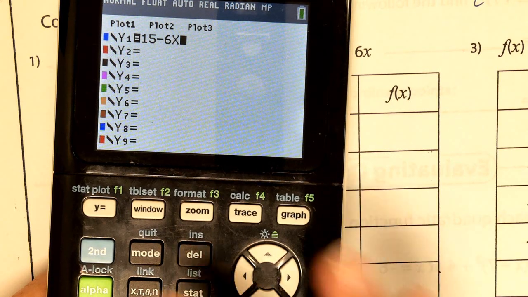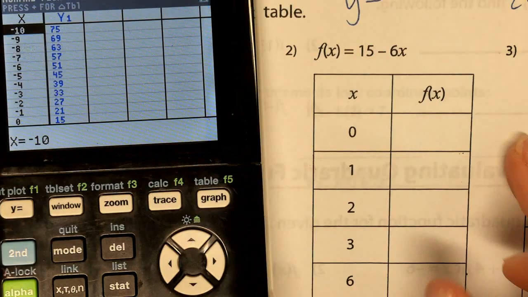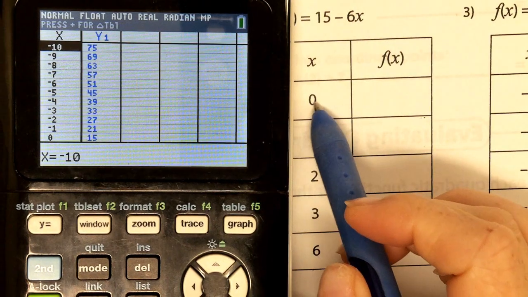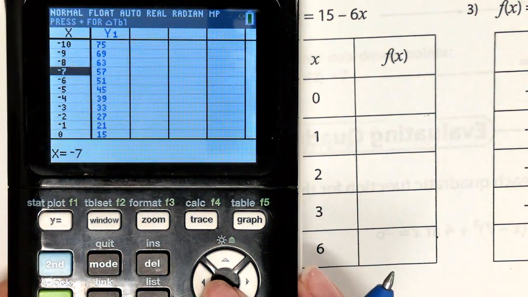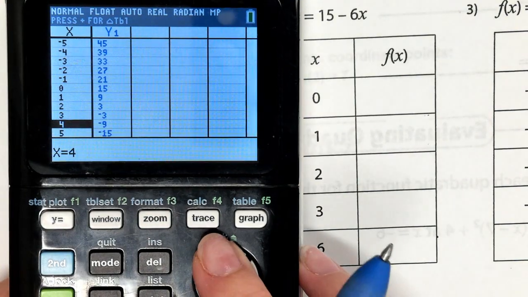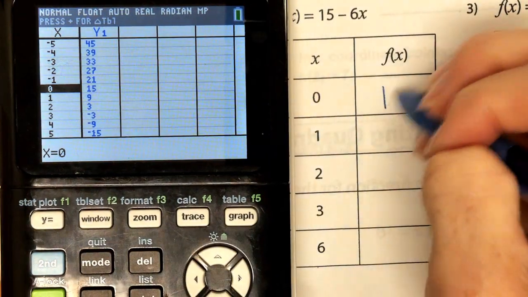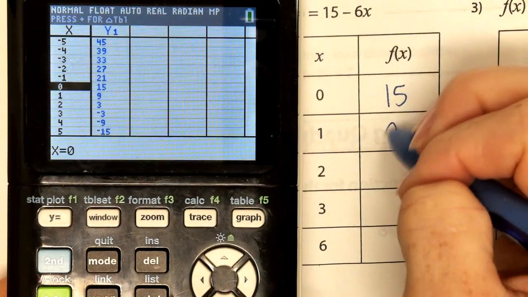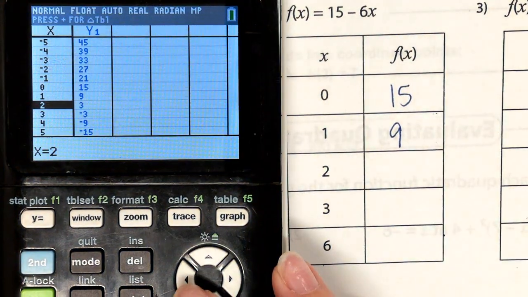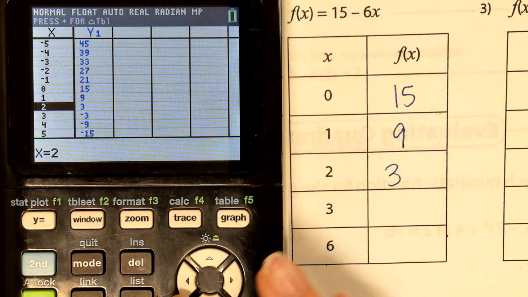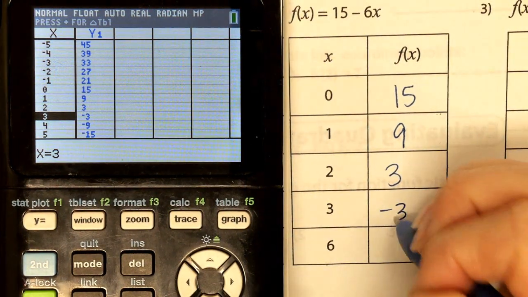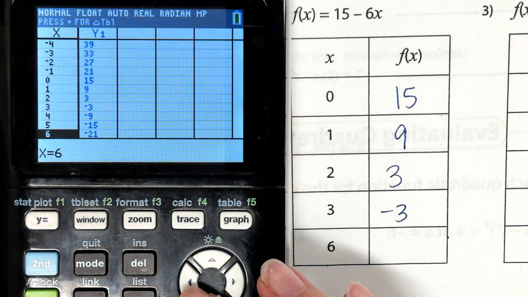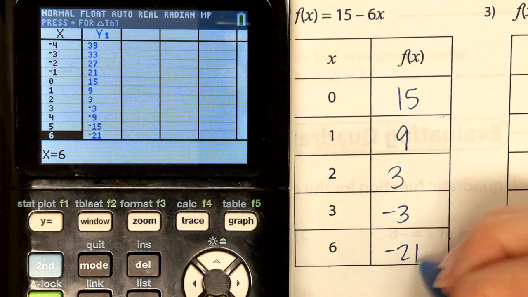Okay, and then I'm going to go to second table. I am looking for when x is 0. So I scroll to when x is 0, which what is y? 15. When x is 1, y is 9. When x is 2, y is 3. When x is 3, y is negative 3. And when x is 6, so I got to scroll, y is negative 21.